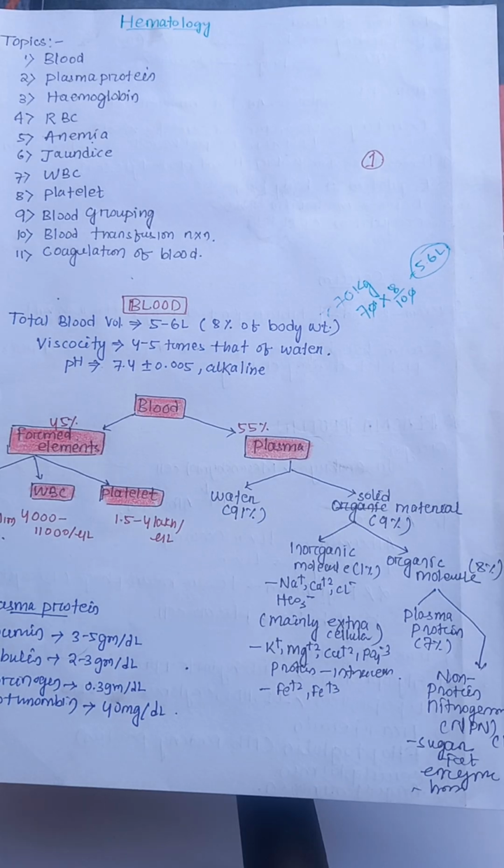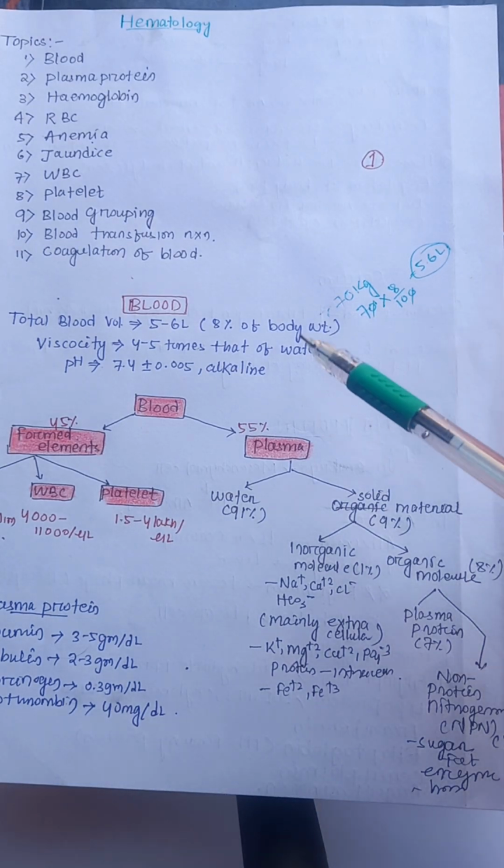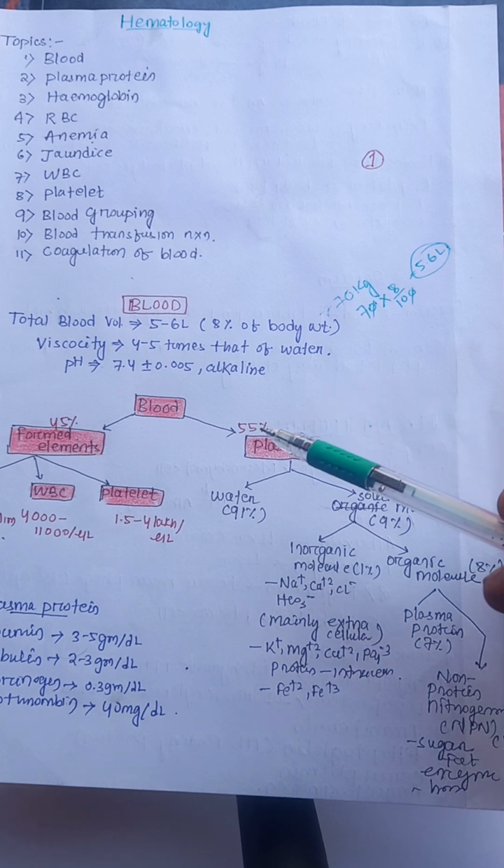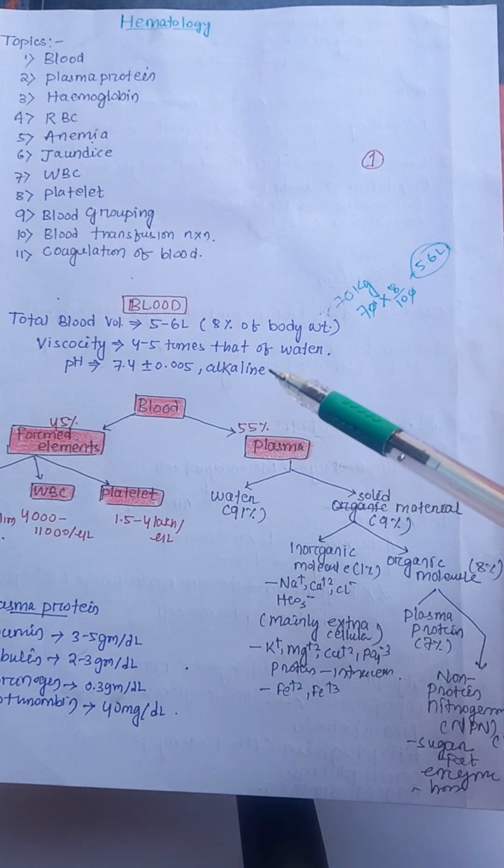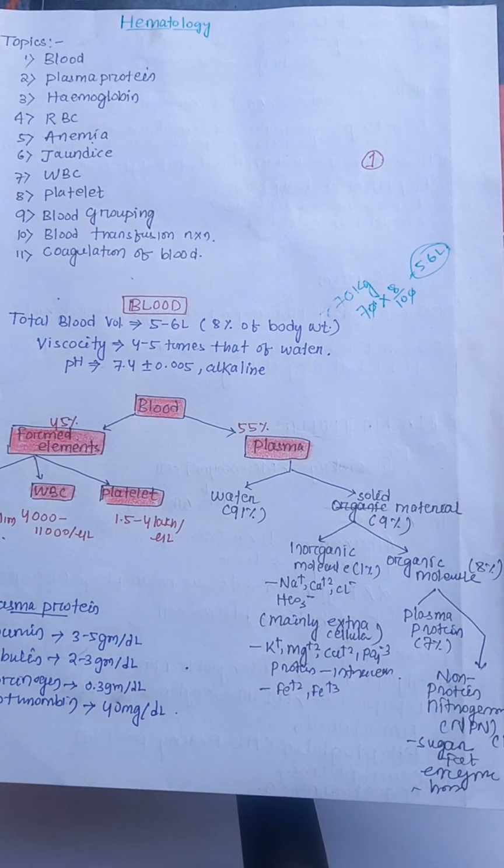First, the blood. What is blood? Blood is the liquid component, or the loose connective tissue, of our body that constitutes about 8% of the body weight. So if a person weighs 70 kg, then multiplying by 8% comes out to 5.6 liters, and a normal blood volume is 5 to 6 liters, whereas the viscosity of the blood is 4 to 5 times that of water, and the pH is slightly alkaline.